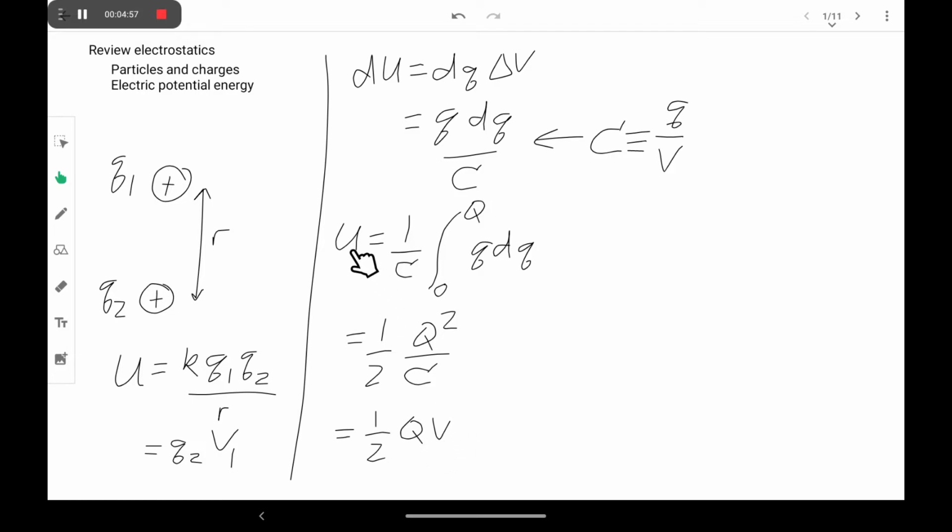So the potential energy of a macroscopic system, so not a point charge, but something with extent, something with size, is equal to 1/2 times the amount of charge on that thing times the potential at its surface. So we're going to use this idea to try and understand how macromolecules are charged.